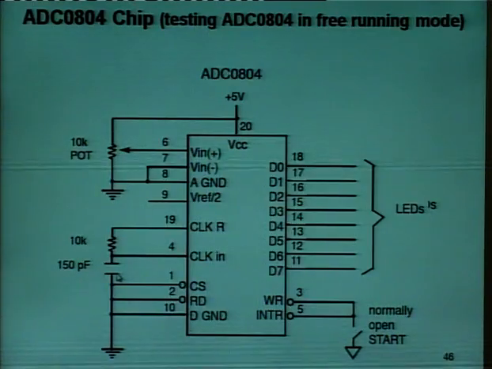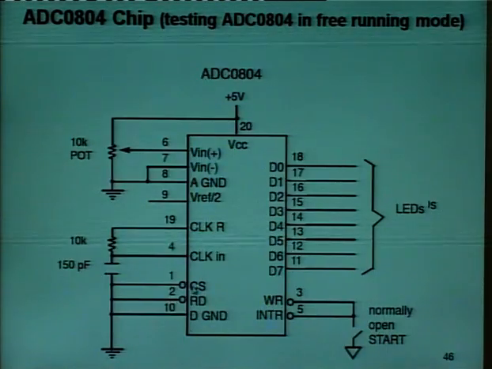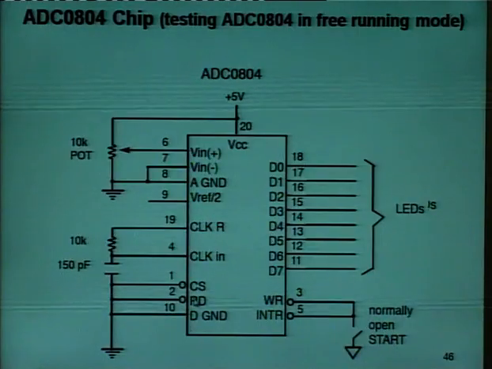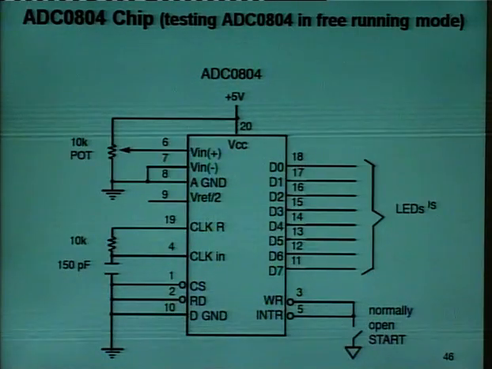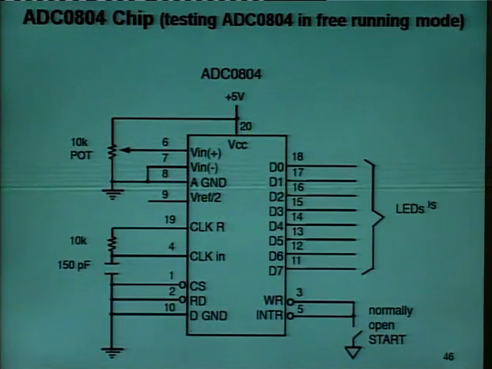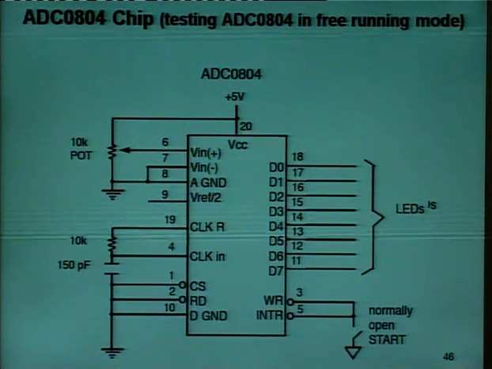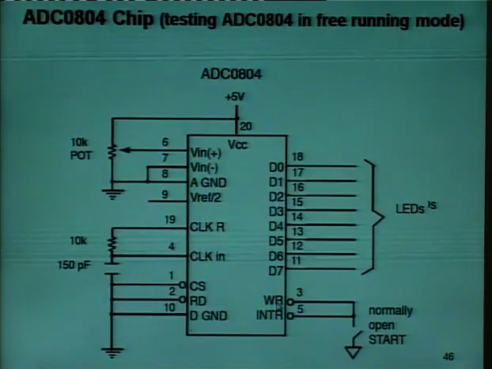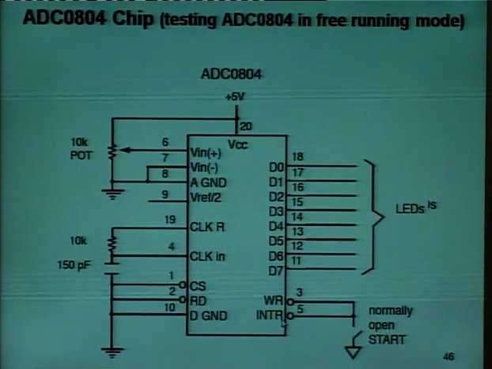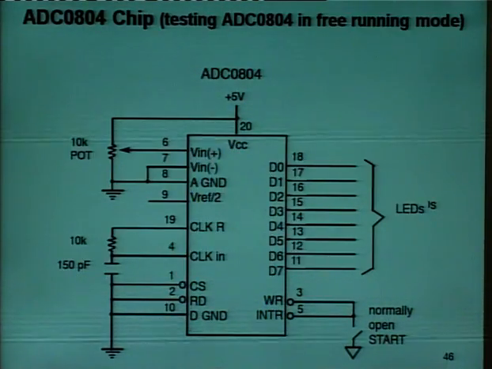Now we have chip select. This is active low. Read is also active low. Read is used to get the converted data out of the ADC 0804 chip. Then we have write. A better name might be start of conversion. Write is for start of conversion and interrupt is for end of conversion.